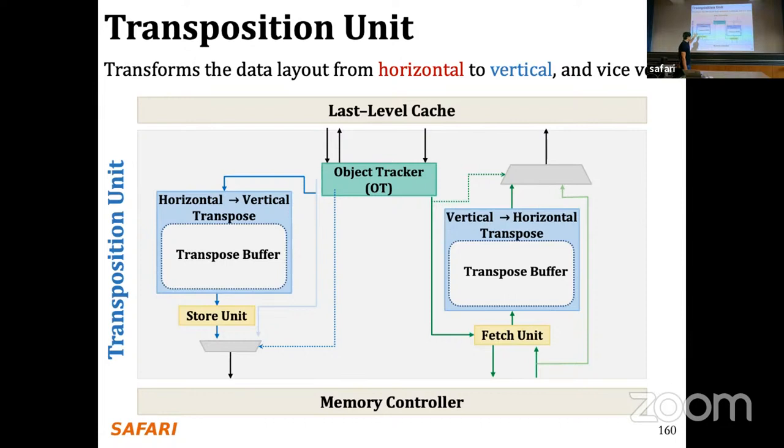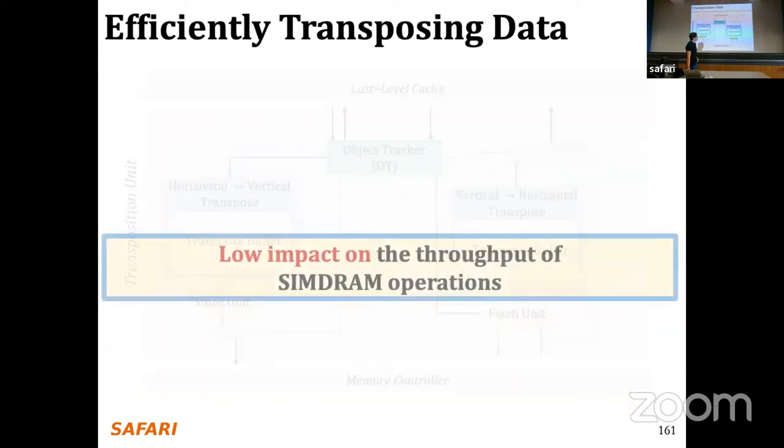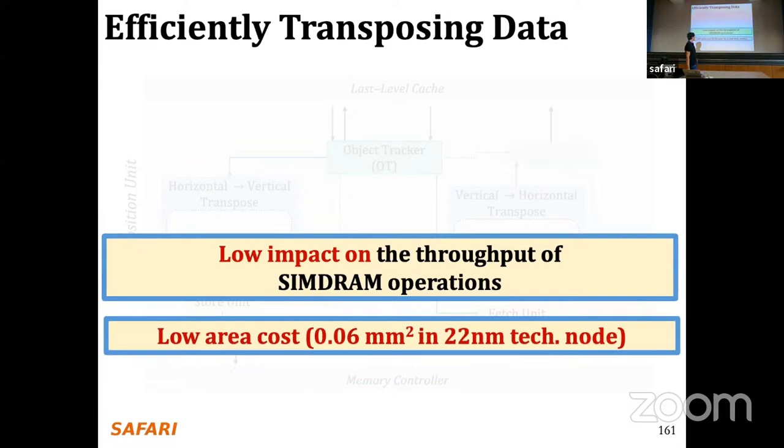As you can imagine as well, we need these transpose buffers because we need to keep there several cache lines, because these cache lines will keep the data vertically laid out. If you have one word in the horizontal layout, it's just in one single cache line, right? But when you put it vertically, the different bits will go to different cache lines. So that's why we need these transpose buffers to keep temporary storage for all these cache lines. This has low impact on the throughput of SIMD-ROM operations. It all depends on how much reuse you do of the data in the memory subarray. If you are all the time moving data back and forth, you will have a latency issue, but that's a problem that already existed, right? The data movement bottleneck.